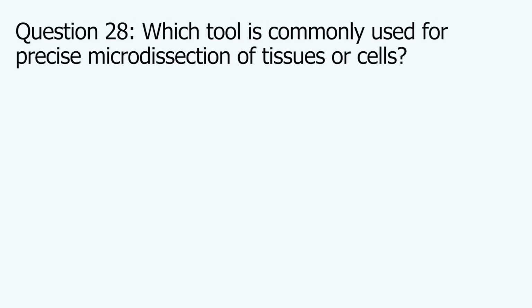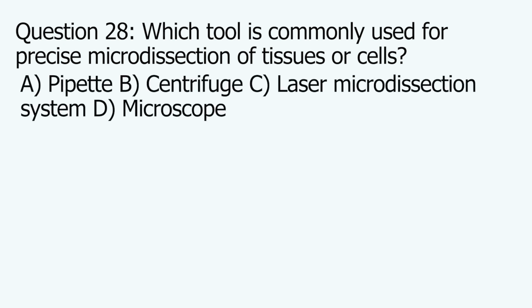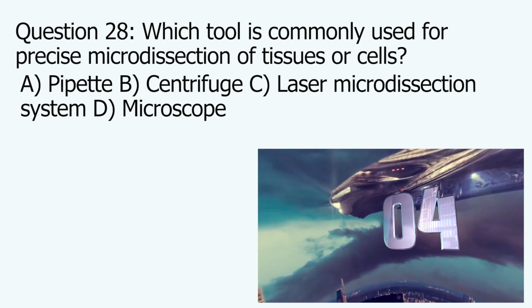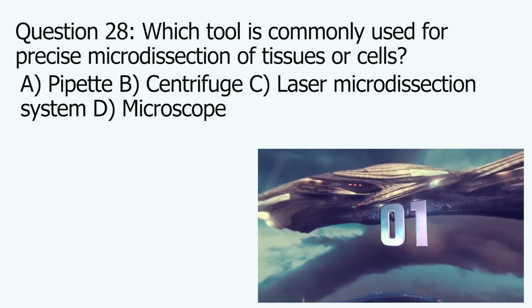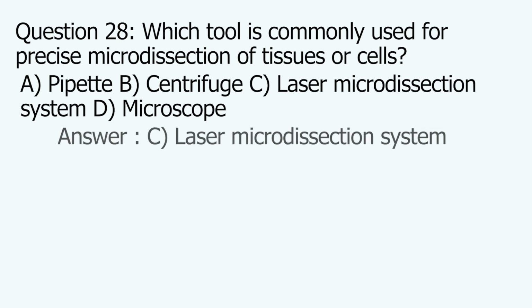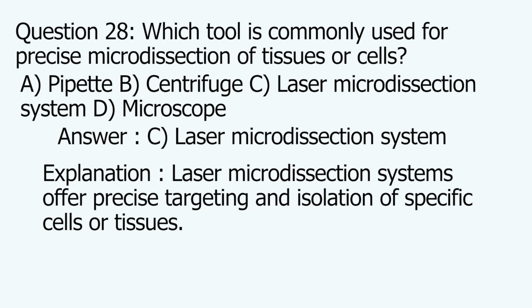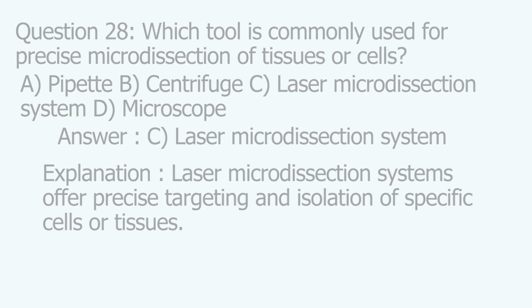Question 28. Which tool is commonly used for precise microdissection of tissues or cells? A. Pipette. B. Centrifuge. C. Laser microdissection system. D. Microscope. Answer. C. Laser microdissection system. Explanation: laser microdissection systems offer precise targeting and isolation of specific cells or tissues.